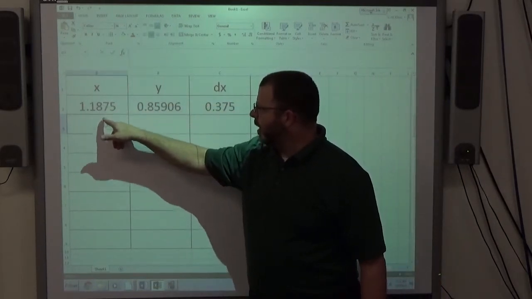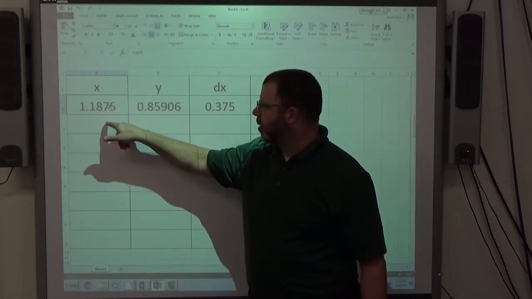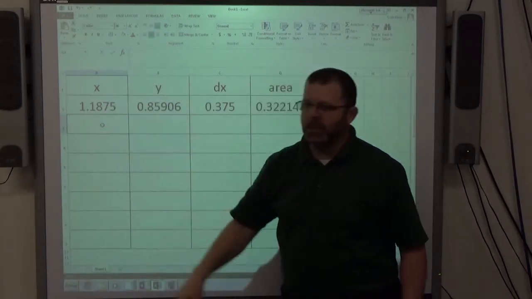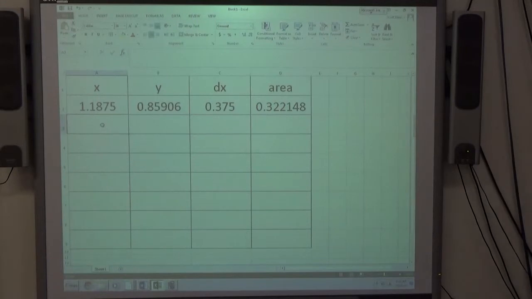This is the one number I need to modify, so I'm going to change this. I'm going to go up by delta x, 0.375 each time. So for this A3, I put equals, and then I can click this cell, then add the delta x value. And then if I drag this down, it refigures it. If I drag this down, it just keeps on saying 0.375. If I drag that down, it refigures it.